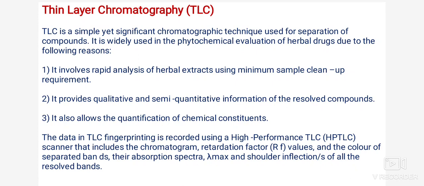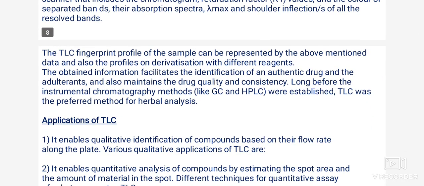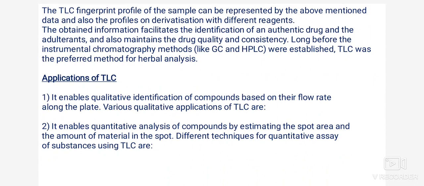The data in TLC fingerprinting is recorded using a high-performance TLC, that is HPTLC scanner, that includes the chromatogram, retardation factor, that is RF values, and other color of separated bands with absorption spectra, lambda max, and shoulder inflections of all the resolved bands. The TLC fingerprint profile of the sample can be represented by the above mentioned data and also the profiles on derivatization with different reagents.